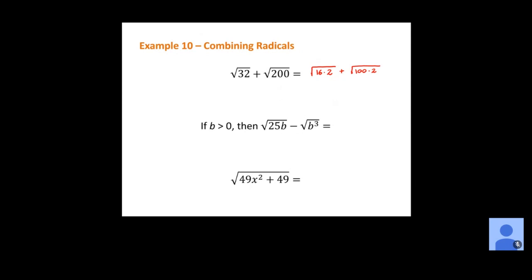Now, once I have that, remember, we're allowed to split up multiplication into multiple square roots here. So I'm going to rewrite this as the square root of 16 times the square root of 2 plus the square root of 100 times the square root of 2. And again, if you don't want to write out that step, that's perfectly fine. If you can just see what it's going to be, you don't need to write that out.